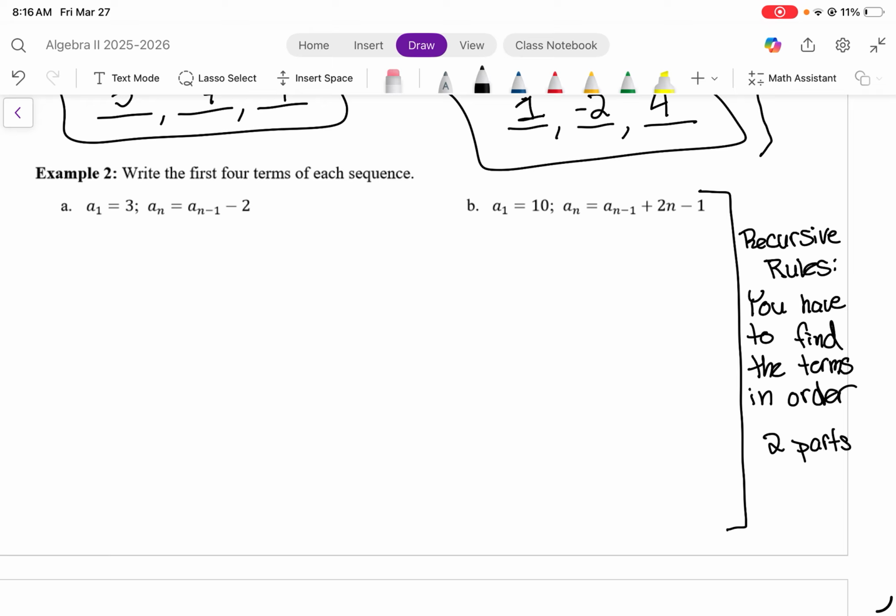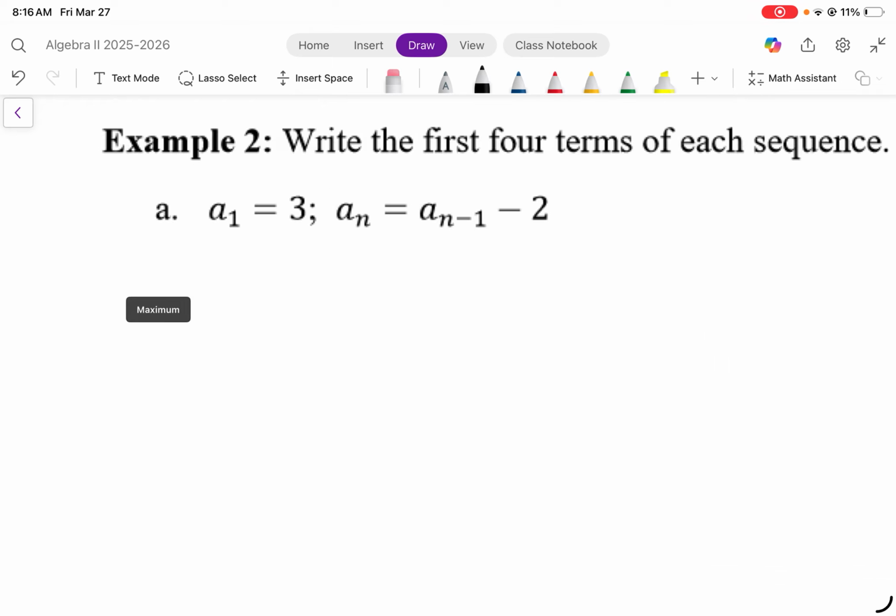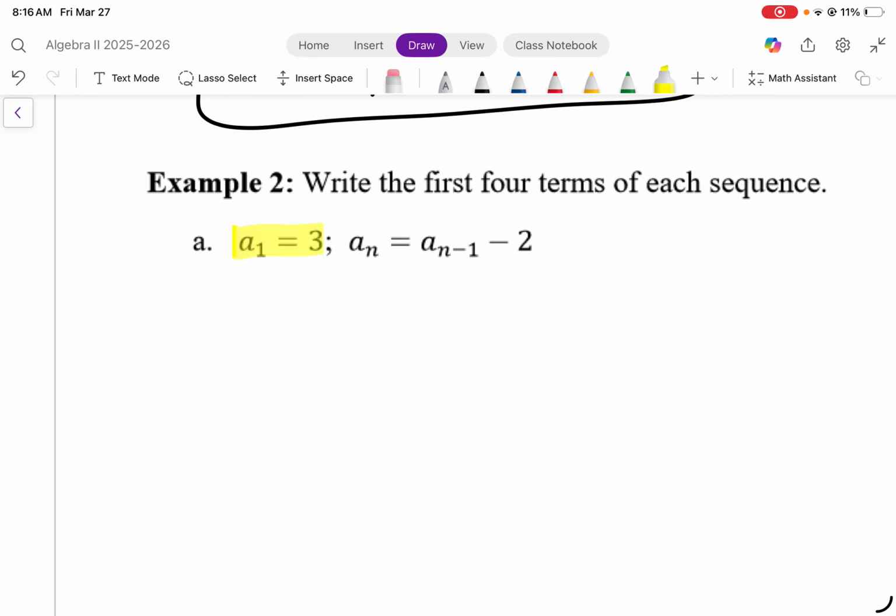So if we look at these rules, let's look at example A. They're telling us that a sub 1 equals 3, and then they give us the rule a sub n equals a sub n minus 1 minus 2. This part here, where it has a sub n minus 1, that means the previous term. So because we have the previous term as part of our rule, that means in order to find a term, we need to know the term before it as well.